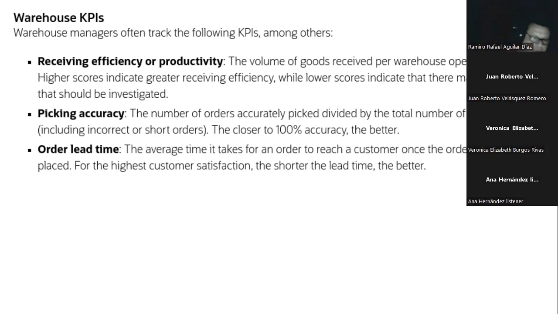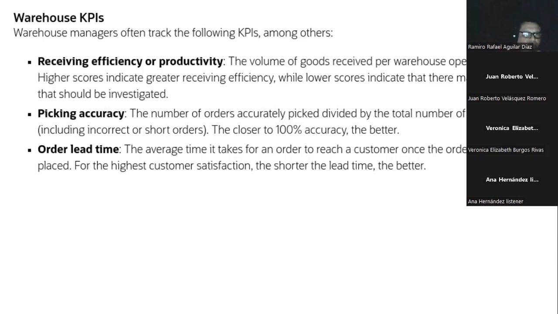Receiving efficiency or productivity. The receiving part is one of the most important, so they need to be careful about that one. And of course, productivity means time and quality in how to do things. The volume of goods received per warehouse operator per hour. Higher scores indicate greater receiving efficiency, while lower scores indicate that there may be problems that should be investigated.